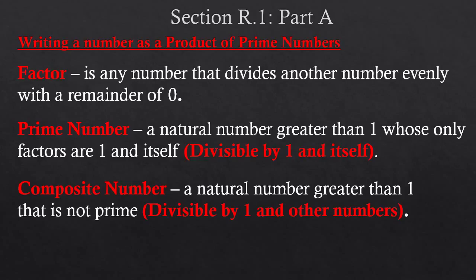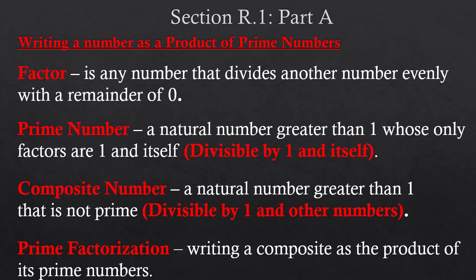Composite number: a natural number greater than 1 that is not prime, meaning it's divisible by 1 and other numbers. Prime factorization: writing a composite as the product of its prime numbers.